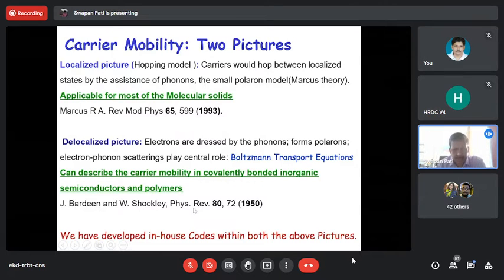In fact, here we have developed in-house codes within both of the above pictures. We keep doing this for molecular solids and even for inorganic crystals, various oxides, a very large number of systems. We work on these things. For these Boltzmann transport equations, we have written our own in-house codes to do these calculations.